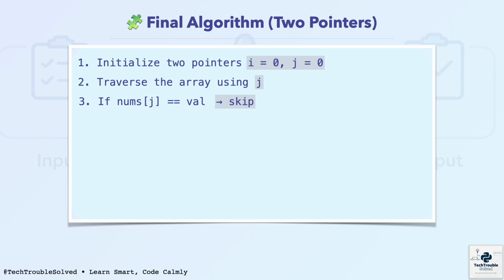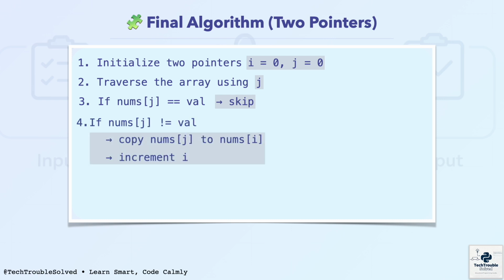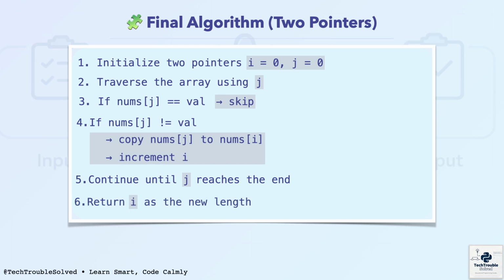If the value equals val, we simply skip it. If the value is valid, we copy it to position i. After copying, we move pointer i forward. Pointer j always moves forward to continue the scan. Once j reaches the end of the array, the scan is complete. We return the value of i as the new length. We do not need to return the array.